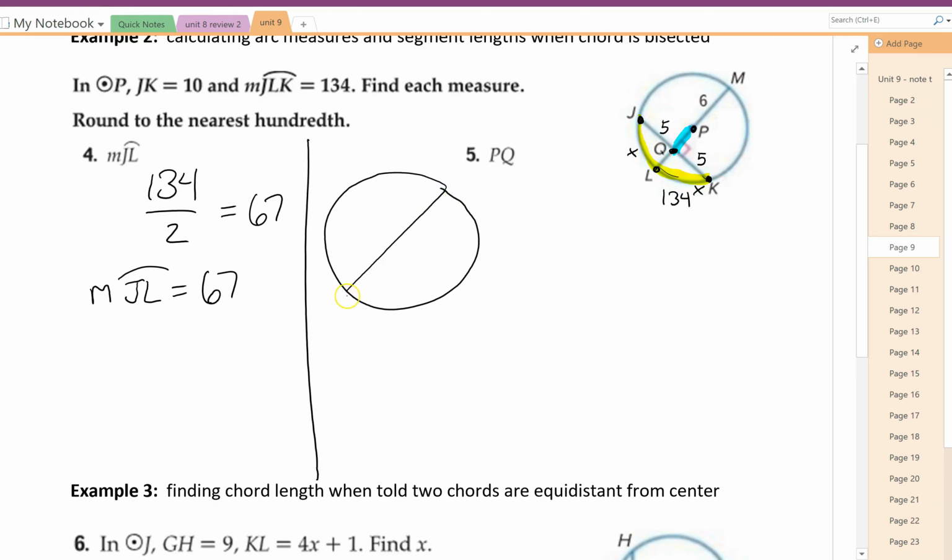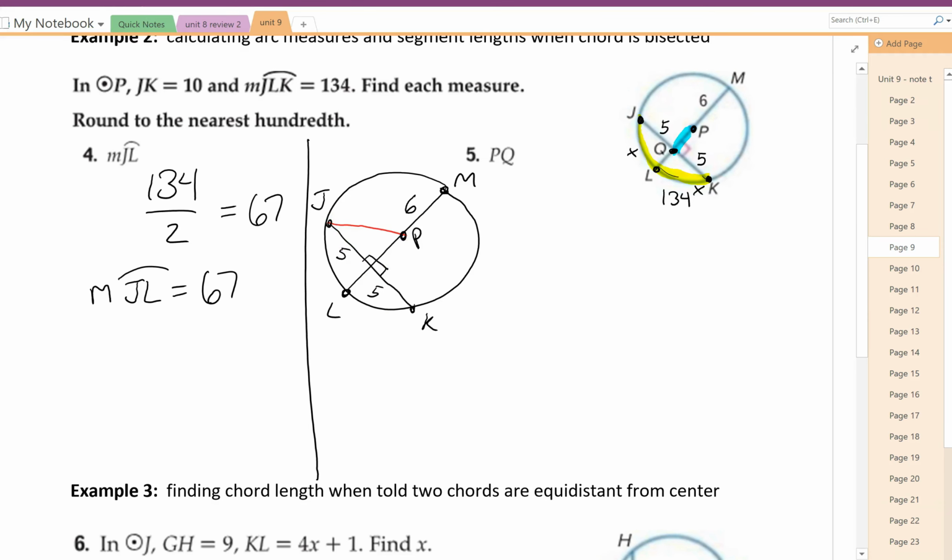Okay, so that's L to M. And then I have J to K right here. Center of the circle is P. I know that this part of the lines, or this line segment right here, is 5. I'm told that the radius from M to P is 6. No, that's 5. So here's what I'm going to do. I know that these two are right angles. So what I'm going to do is I'm going to create a right triangle.